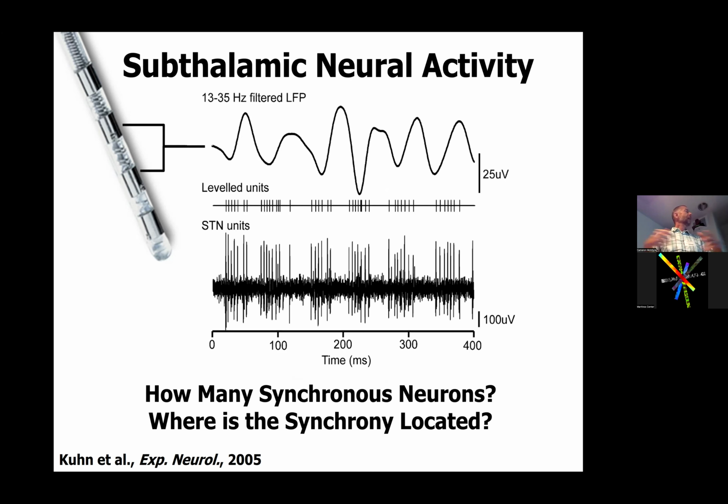And then where is that synchrony located? Is it the entire nucleus, everything firing in synchrony, or is it just small parts of the nucleus that are creating this pathological biomarker, if you will? So you can't answer that kind of question with experimental electrophysiology, especially not in a human.